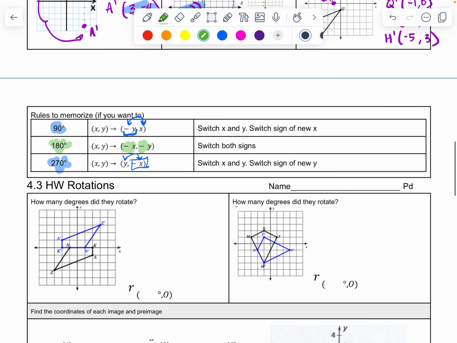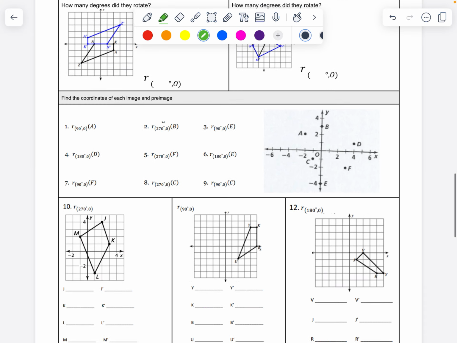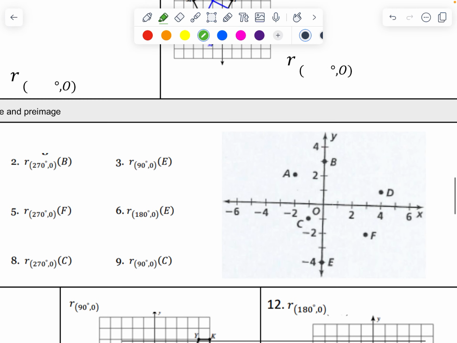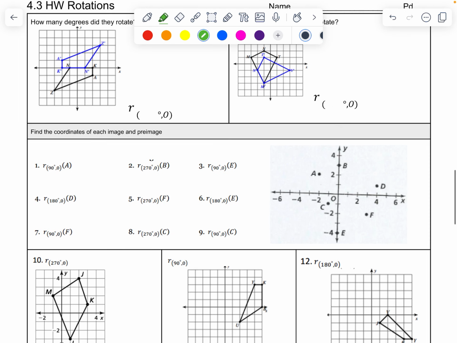All right, my loves. We've got homework doing exactly that. The only thing that is different here is I am going to want you to rotate every single one of these points, right? So find the coordinates of each image and pre-image. So for example, number 1, A is at negative 2, 2. The new image after rotating 90 degrees for A is going to end up down here somewhere. So that's going to be negative 2, negative 2.